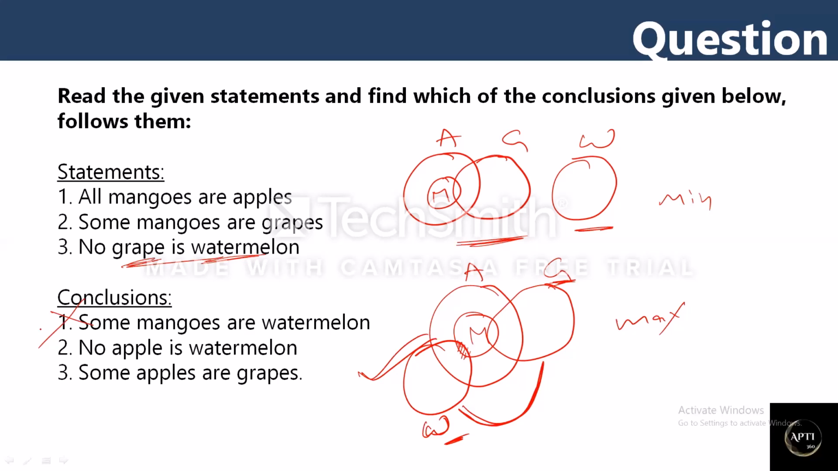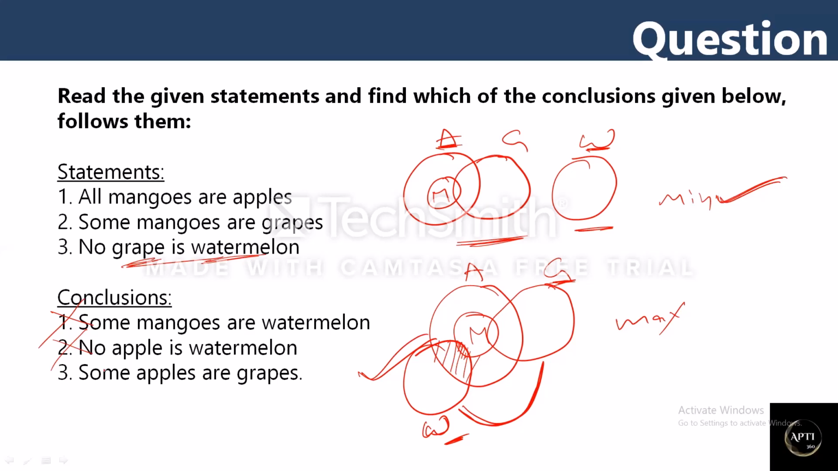No apple is watermelon. No apple is watermelon means here the apple and watermelon circles don't have any interaction. So in the minimum case, I can say no apple is watermelon. But in the maximum case, I'm disturbing the others, so there is a connection between watermelon and apples. So I cannot say that no apple is watermelon is 100% correct. It is only satisfying the minimum case.